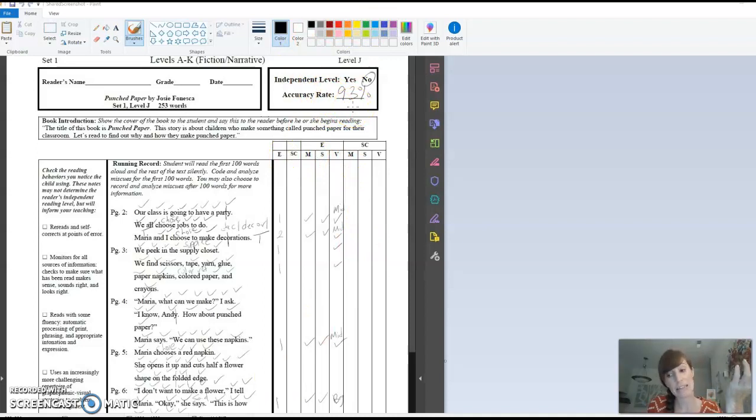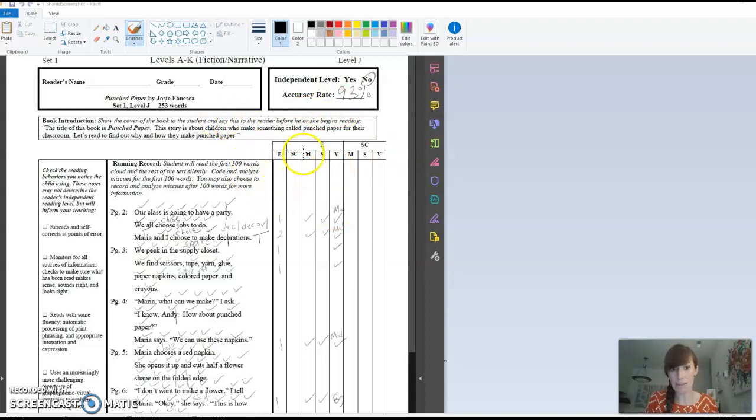As this being an independent level book, remember, independent level, we have 98% or higher. This is not an independent level book for her. We're going to talk more about percentages and thinking about independent level and instructional level and frustrational level in another week. But you know, the 93%, no, not an independent level for her. Okay, so that's just the errors.